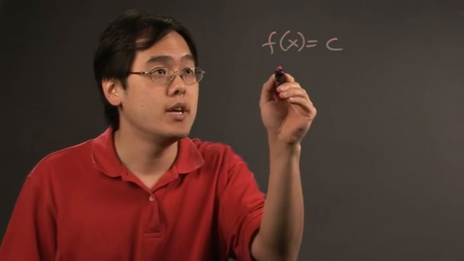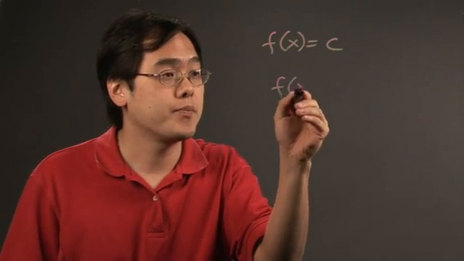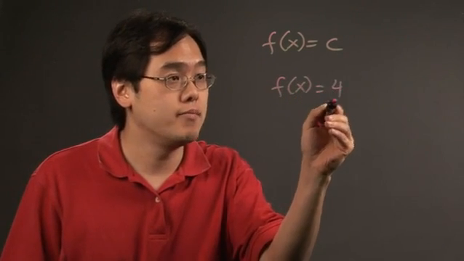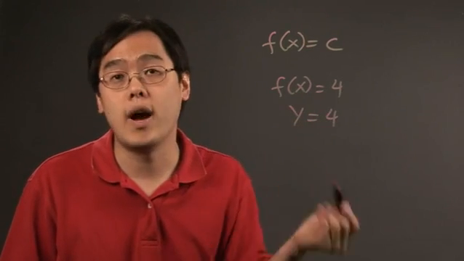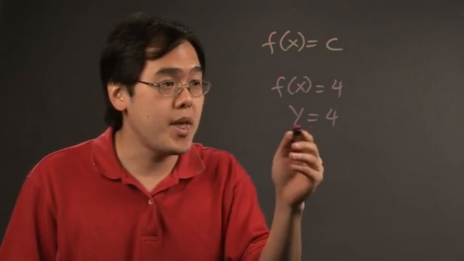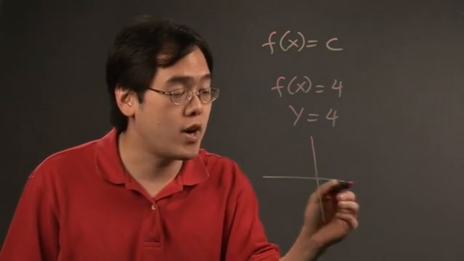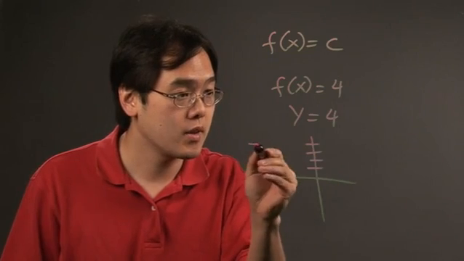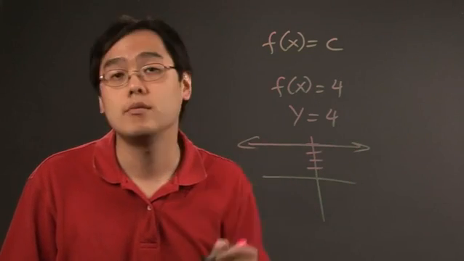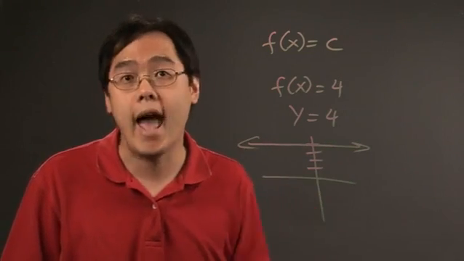So, for example, if you have f(x) = 4, that's another way of saying y = 4, because as you know, y and f(x) are interchangeable. Now what that tells you here is you have a graph that crosses the y-axis at 4. So the idea here is the graph is a horizontal line at 4.